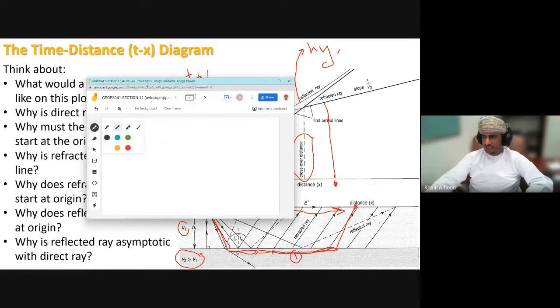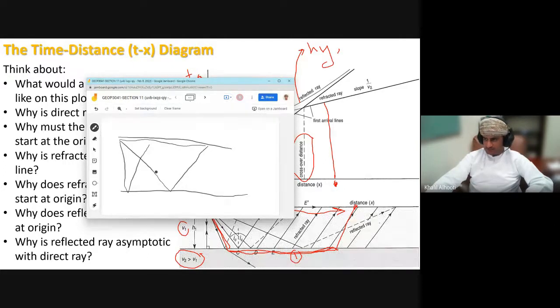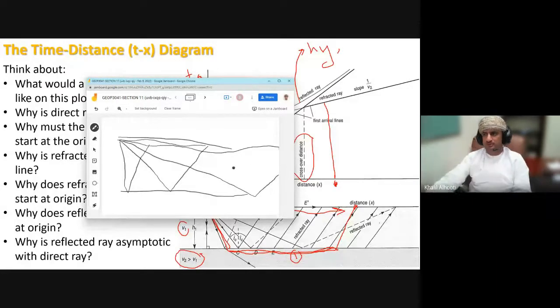So what's the reason behind that? The reason is simple. If I draw just this line, this line goes straight. It goes like that. The difference here is larger. The difference between these two becomes smaller. At very far distance away, the difference becomes smaller, smaller, smaller. So these two lines, the direct energy and refracted energy, start getting closer to each other.